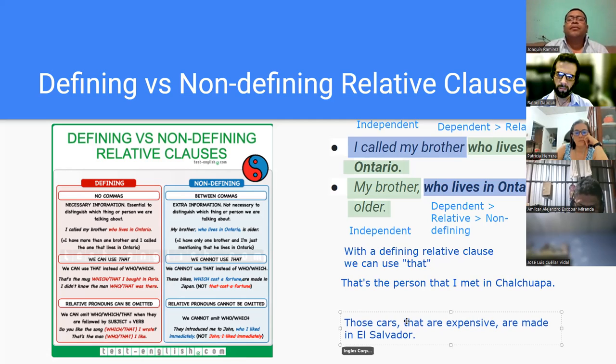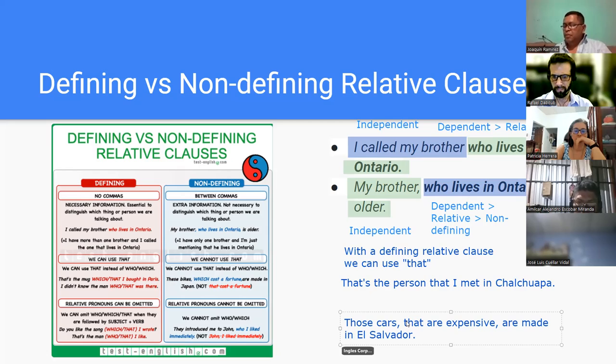All right. Yeah, that is one. What else is wrong in this sentence? Expensive. All right, without the first comma, okay, very good. Wow. What else? I want you to think about it, guys. If you heard someone speak like this, would that make sense? Those cars that are expensive are made in El Salvador. Think, guys. I know that you got it.